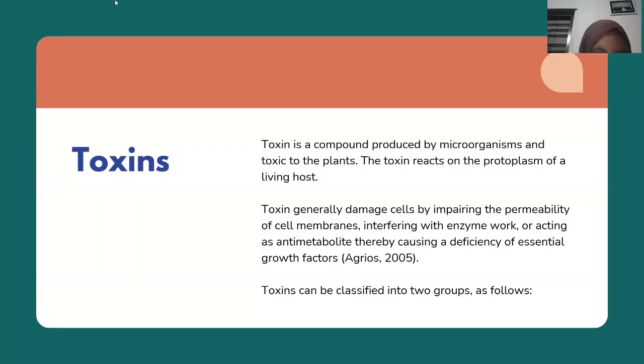And then toxins. Toxin is a compound produced by microorganisms and toxic to plants. The toxin reacts on the protoplasm of a living host. Toxins generally damage cells by impairing the permeability of cell membranes, interfering with enzyme work, or acting as anti-metabolites, thereby causing a deficiency of essential growth factors (Agrios, 2005).